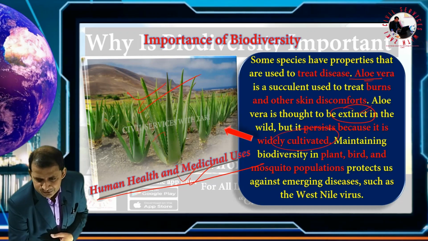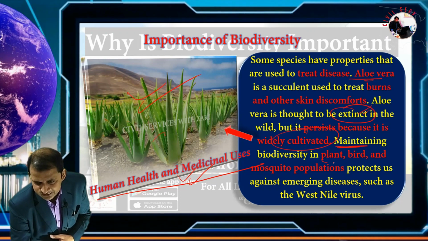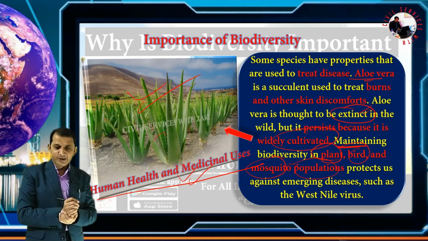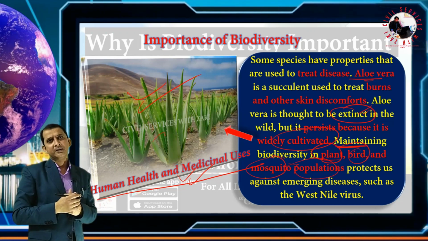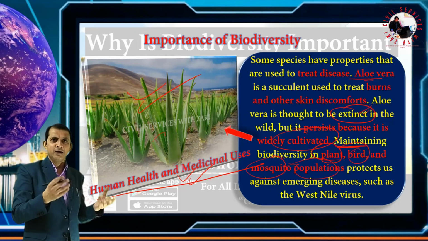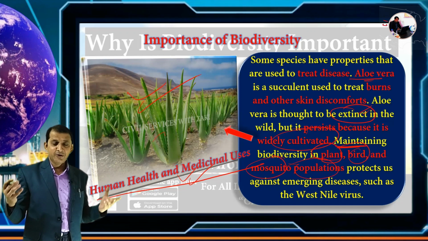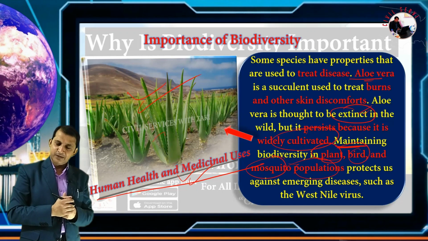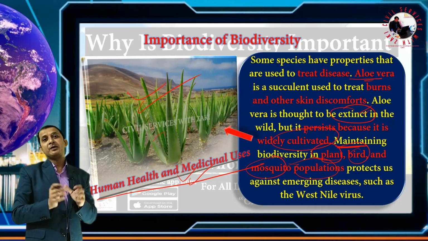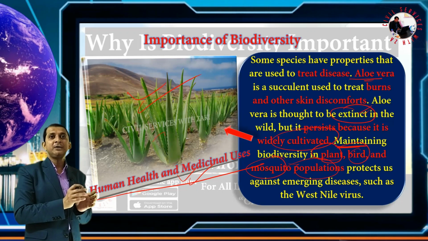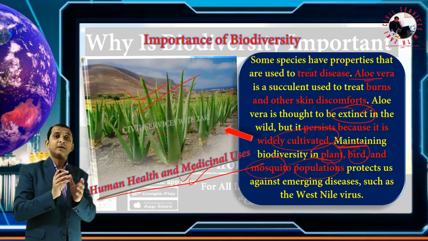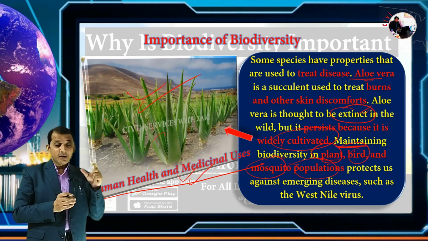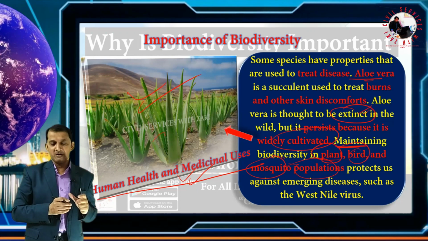So maintaining biodiversity, basically the plants, birds, mosquitoes and all other species populations, protects us against emerging diseases, such as the new emerging diseases like corona and COVID-19, and others such as West Nile virus. If we lose biodiversity, we will see in the future various emerging diseases like COVID-19. So that's why it is very significant to protect biodiversity.